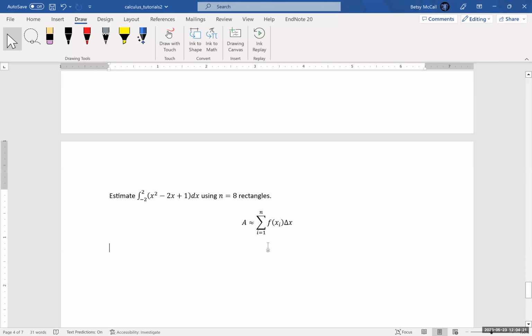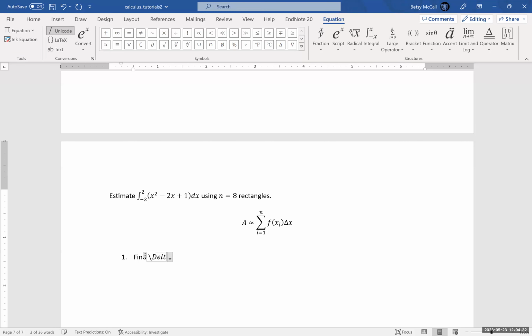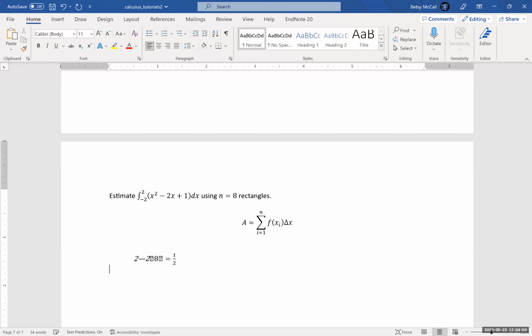All right, so we previously calculated delta x to be b minus a over n, which is equal to 2 minus negative 2 over 8, which reduces to 1/2. So that is step 1.